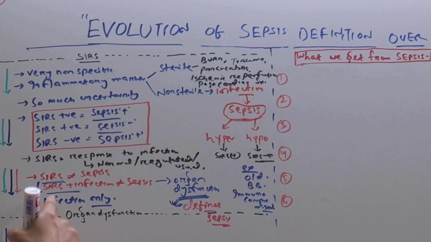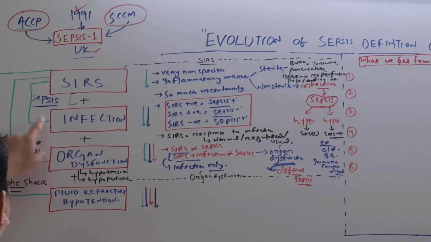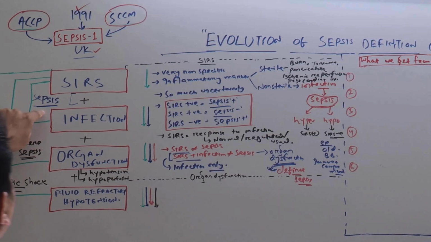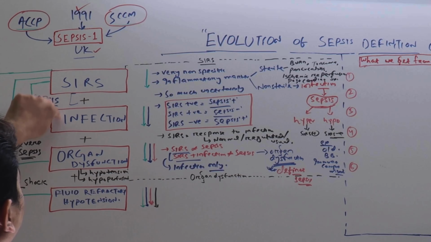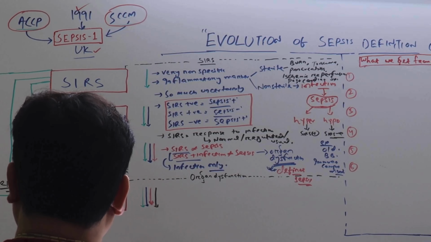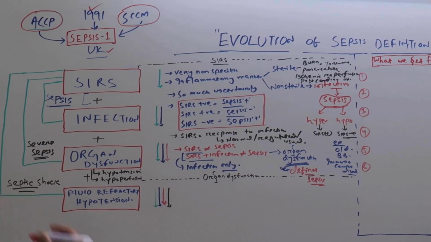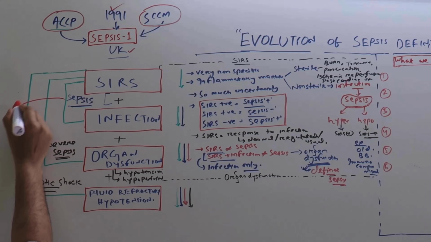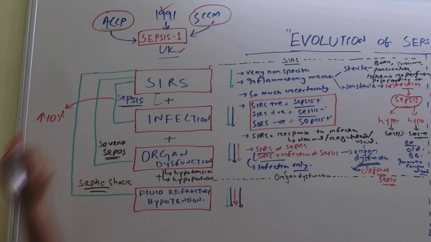Not SIRS plus infection. To classify SIRS plus infection as sepsis is actually making a mockery of the severity of sepsis. Because SIRS plus infection is equal to infection, it gets cured very easily. It's not sepsis. If you see the modern data, when a patient is diagnosed with sepsis according to the Sepsis-3 definition, the mortality increases to 10%.